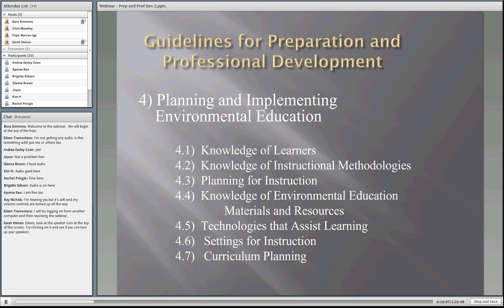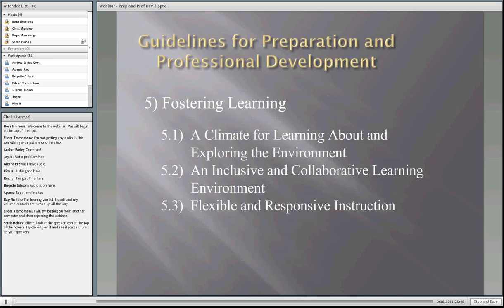Knowing about the wide variety of instructional materials that are available for environmental education, and frankly, how to access them and how to use them appropriately and evaluate whether they are appropriate for your use. Understanding something about the different technologies that are available and the wide variety of settings that we can use for environmental education.